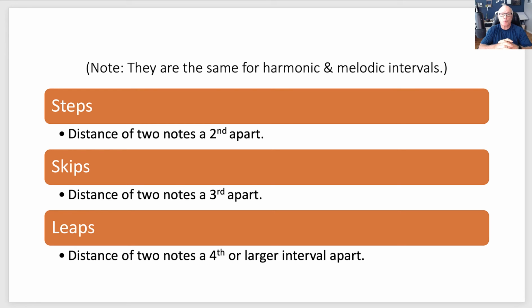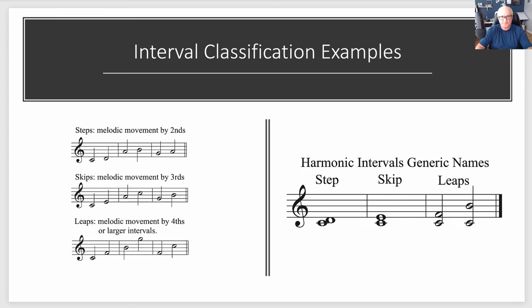And then a leap is anything larger. It's usually a fourth or a larger interval apart. So let's say we're going C, D, E, F. C jumping up to F, skipping those other two notes, would be known as a fourth. And then we have fifths and sixths and sevenths. And that, once again, is almost infinite. So we really classify them this way.